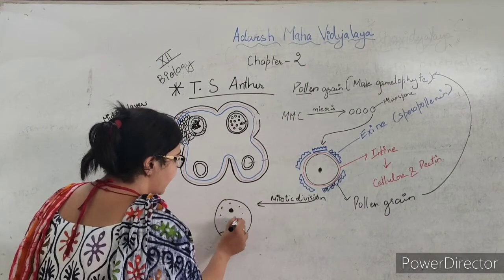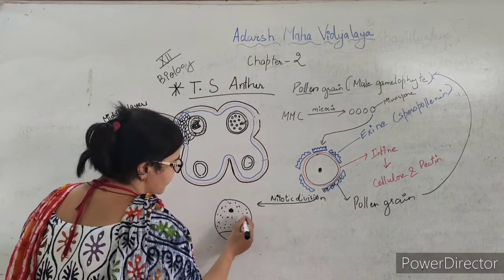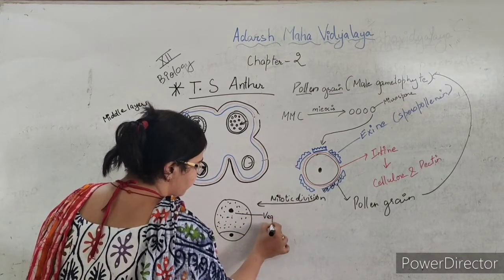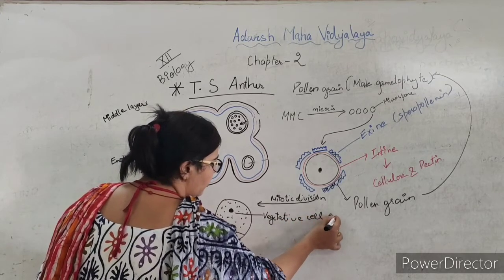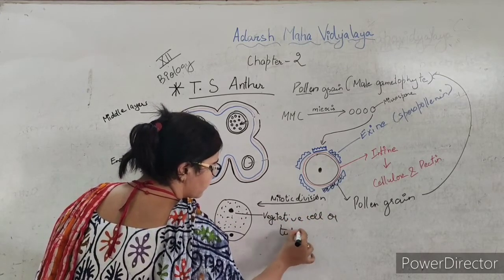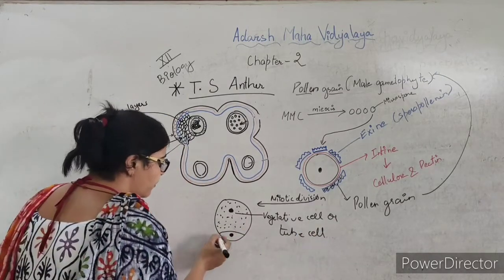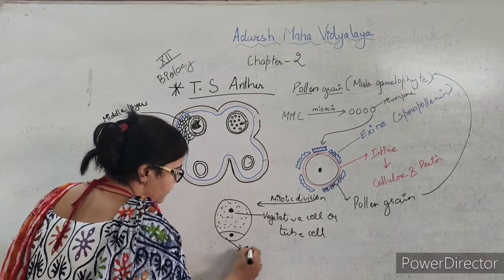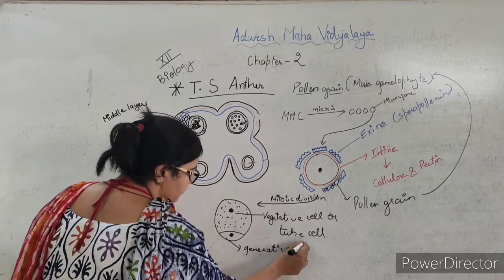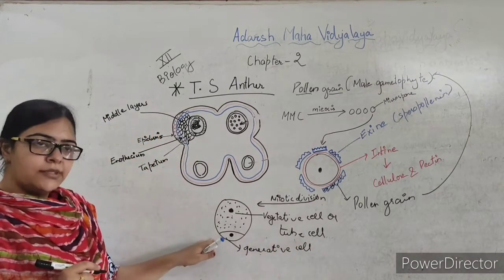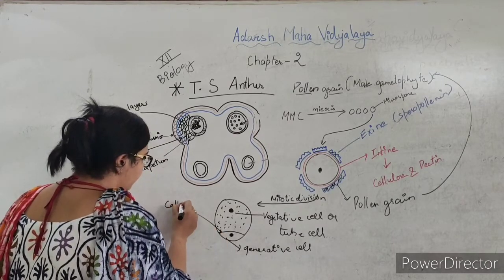Now this large cell is made up of dense reserve material, and this is called the vegetative cell, or tube cell. This small cell which is formed is known as the generative cell. After some time, this wall, which is made up of a substance called callose, will dissolve.